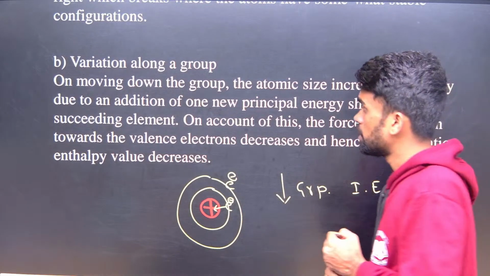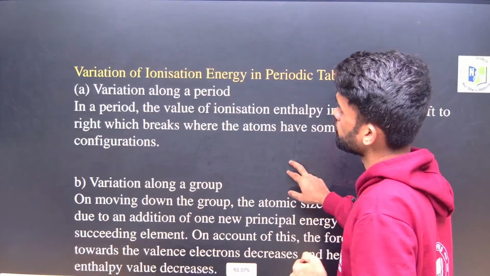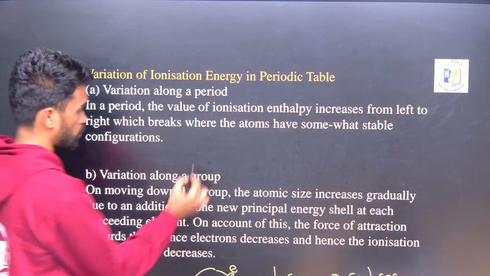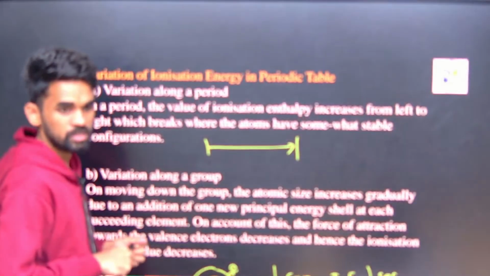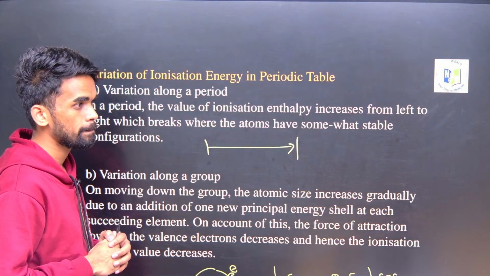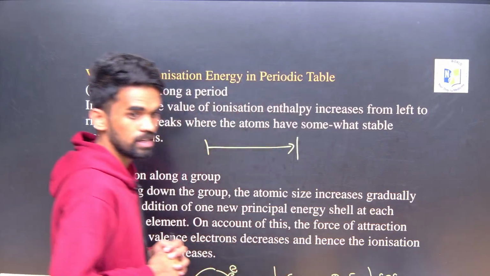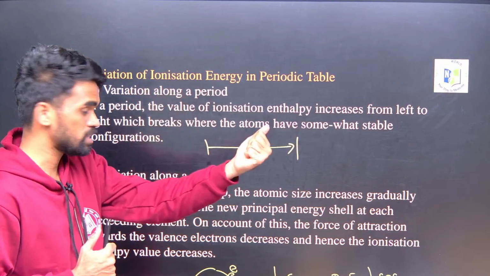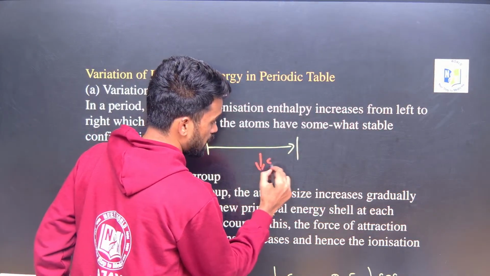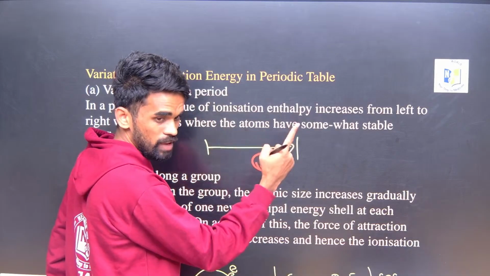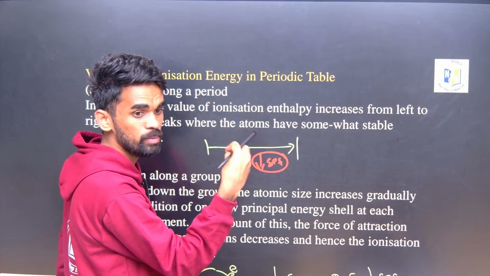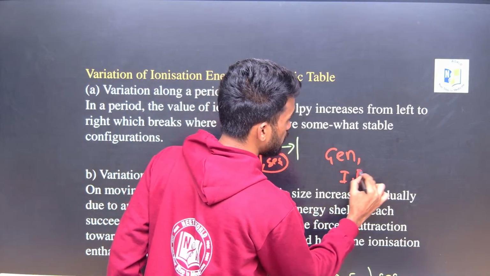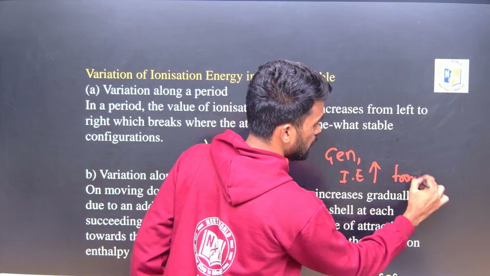Okay, down the group over. Now across the period, you tell me the value of ionization energy. What happens from left to right? Increases. Why does it increase? Effective nuclear charge increases. Atomic radius decreases, because the nuclear charge is more across the period. So due to the decrease in size and increase in nuclear force on the valence electron, the energy required to remove the electron will be more. Therefore ionization energy increases. So generally, ionization energy IE increases from left to right.